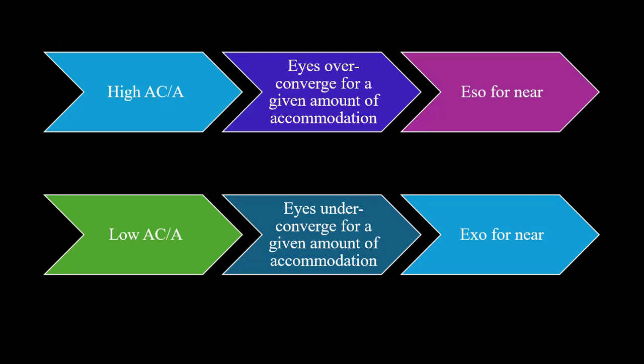When there is a high AC/A ratio, the eyes tend to overconverge for a given amount of accommodation, producing esotropia at near.